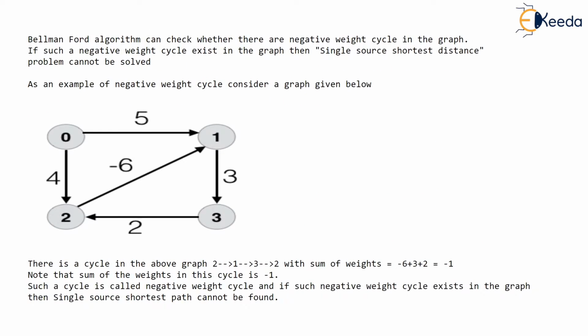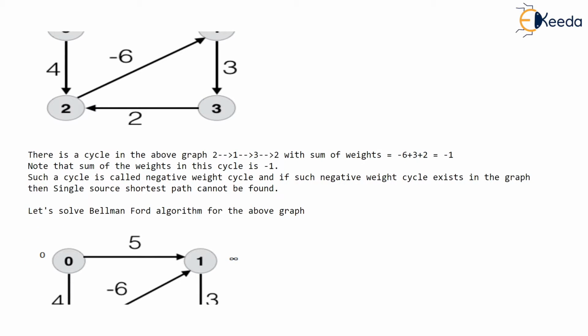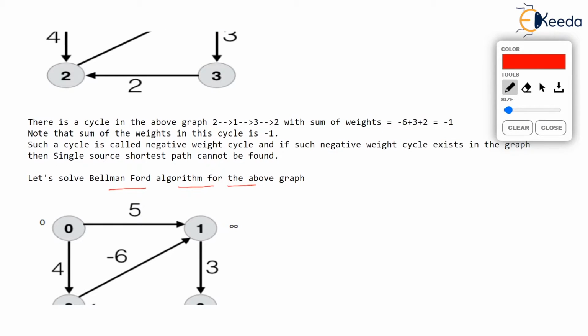Here, all I have explained, you can pause the video and check for this text. Some definitions I have given of negative weight cycle and all that. But let's solve Bellman Ford algorithm for the above graph. How are you going to start? You know the procedure now.